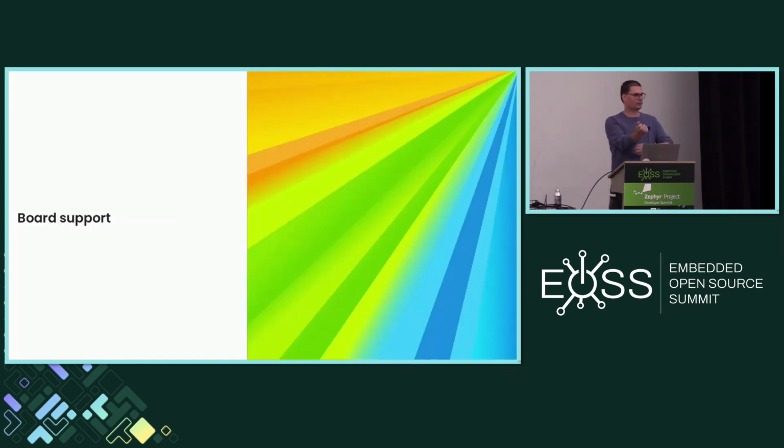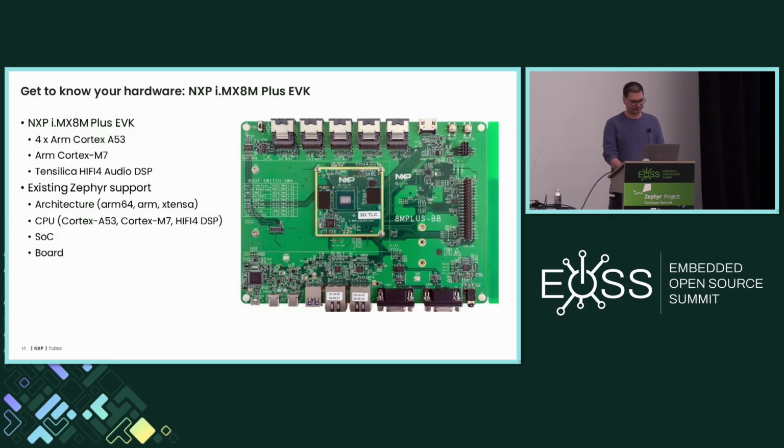Now let's have a look at the board support. As an example, we will have a look at the i.MX Plus AVK, which comes with a lot of cores that you want to work on. And actually, all the cores that are here are supported with Zephyr. You build a binary for each of the cores, and of course, each one is dedicated to a specific application. We have the A53, M7, and the HiFi 4 audio DSP here.